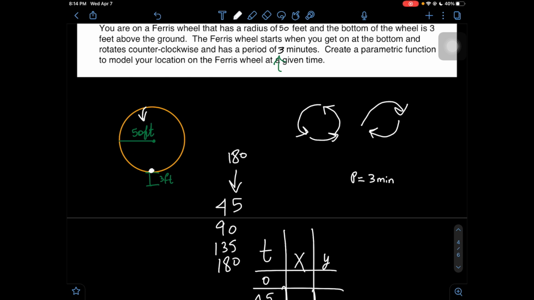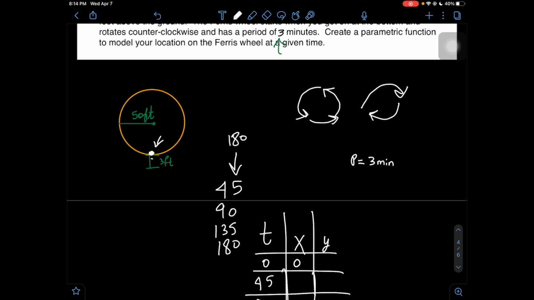So t of 0 is right here at our starting point. I'm going to call that central point the starting point. We need to find the x that we traveled. Well, we really haven't traveled any x. We haven't gone left. We haven't gone right. We're just at the center. So our x is going to be 0. But our y, we're always 3 feet above. So if you think of this as 0, 0, it's really 0, 3, because we're 3 above our origin, or 3 above the ground. So we're going to call y 3.